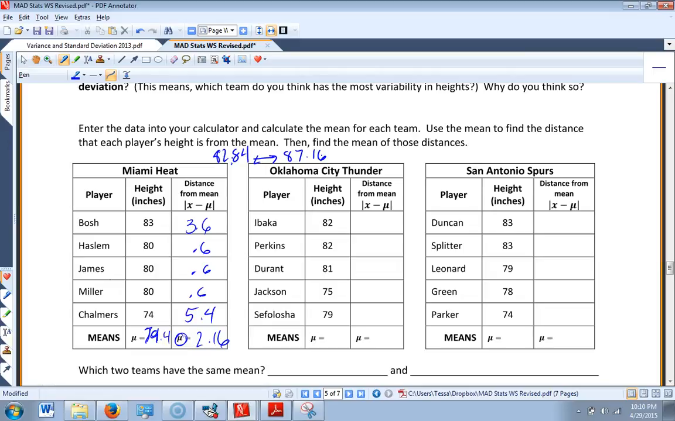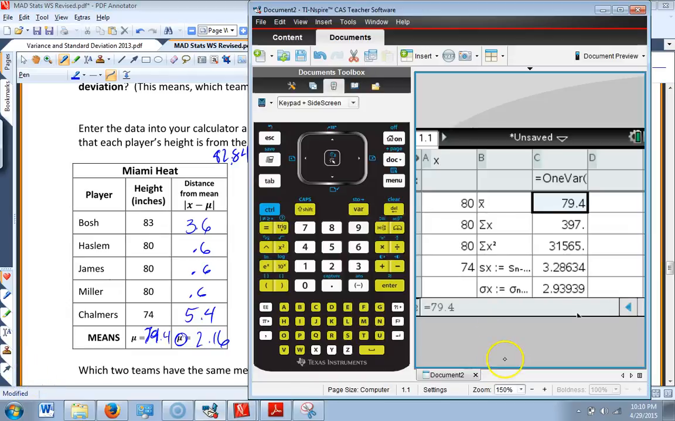If we pick any random player from the Miami Heat, they're probably going to be within this range. I'm going to pause real fast and fill in the rest of these charts. I'll post these notes online so that if you miss some of them, you can get those. But the key is to make sure anything I emphasize, you write that down. So hold on. I actually want to show you something really fast.